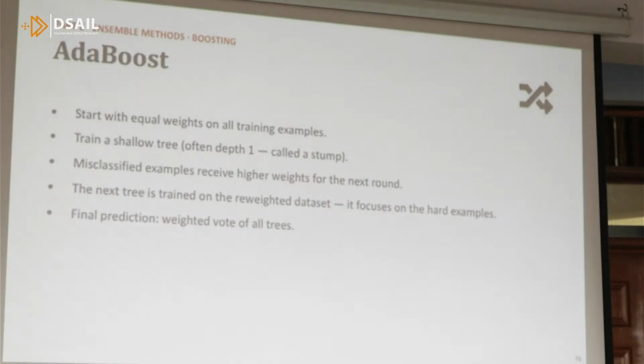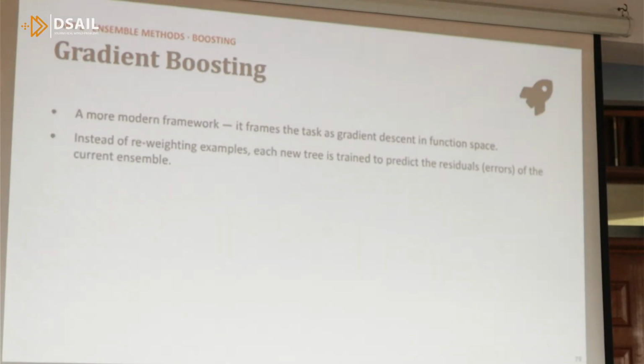A possible algorithm out there for boosting is AdaBoost. It starts with equal weights for all training examples. You train a shallow tree, which can be depth 1, called a stump, or a bit deeper, so it can be 2 or 3, depending on the features you have. Then misclassified examples receive higher weights for the next round. That's where adaptive boosting comes from. The ones that are misclassified get more weight, so future trees put more emphasis on those. The next tree is trained on the reweighted data set, forcing it to focus on hard examples. And the final prediction is a weighted vote of all the trees.